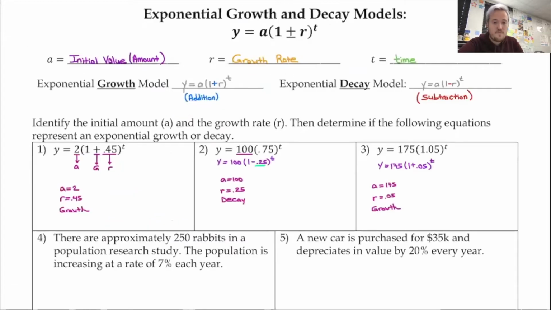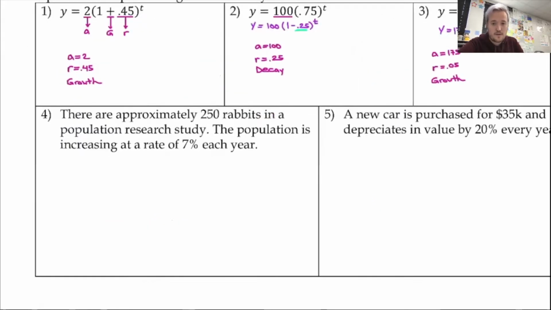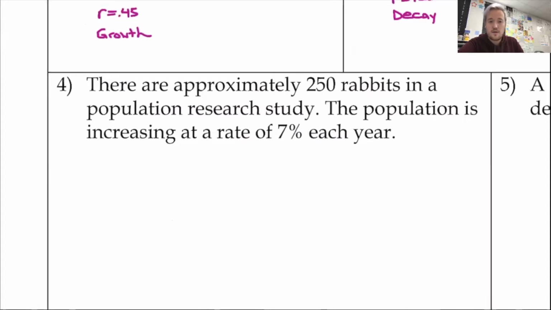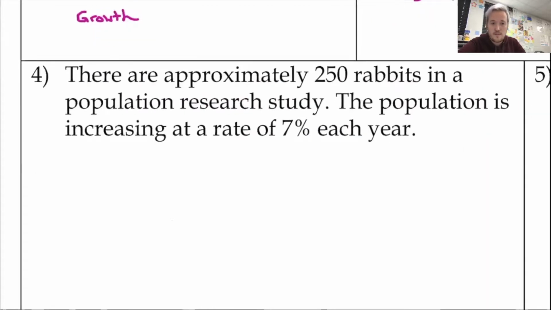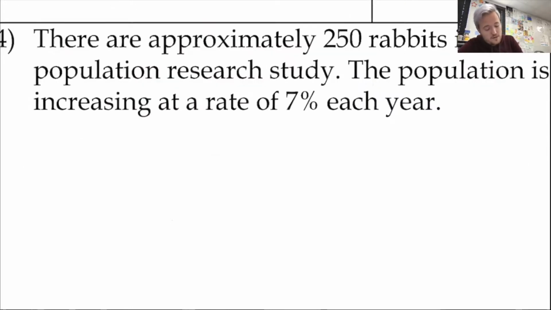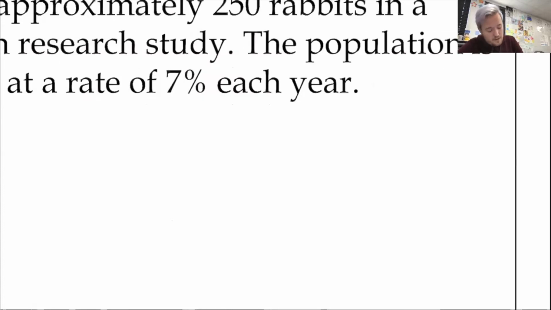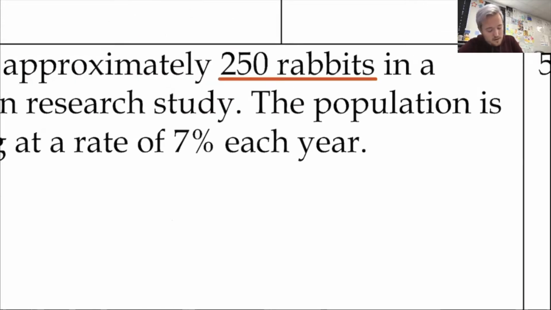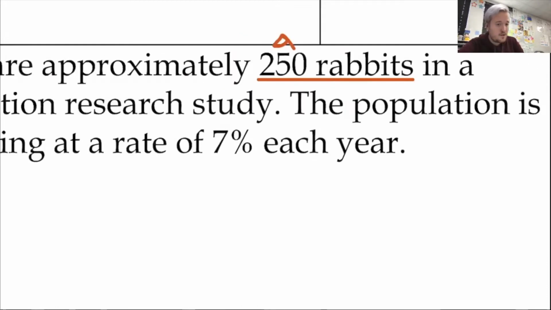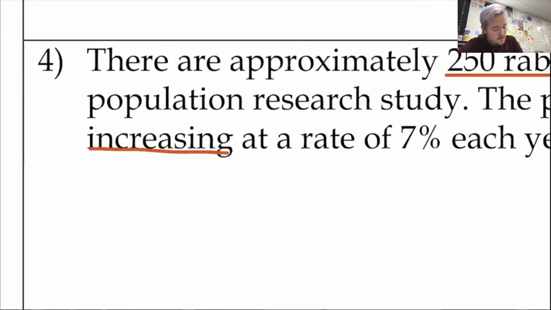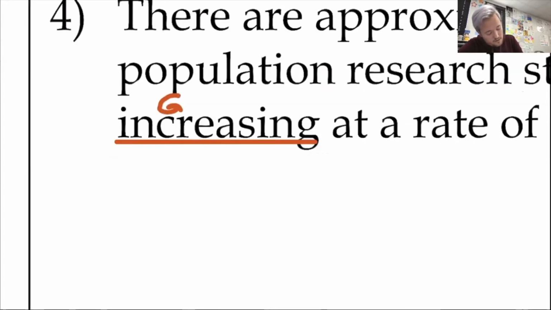All right. So now we have a couple word problems here, a couple applications. There are approximately 250 rabbits in a population research study. The population is increasing at a rate of 7% each year. So they tell you it's going to start off with a population of 250 rabbits. What that means is 250 is your A value, and then the population is increasing. Because the population is increasing, that's going to be your indicator that this is a growth.